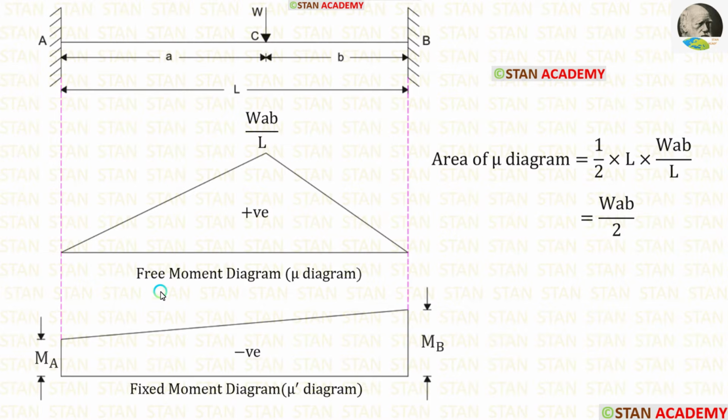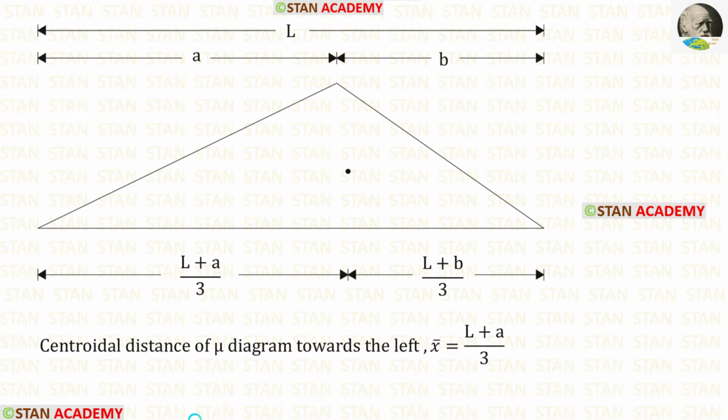Here we are having two diagrams, Mu diagram and Mu dash diagram. In these two diagrams, the centroid distance will be same. Let us find the centroid distance towards the left for both of the diagrams. Then we can equate to make one more equation. First, let us take the Mu diagram. For this triangle, the centroid distance towards the left is L plus A upon 3.